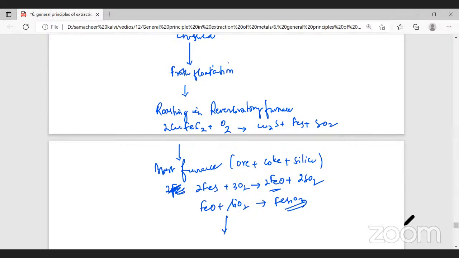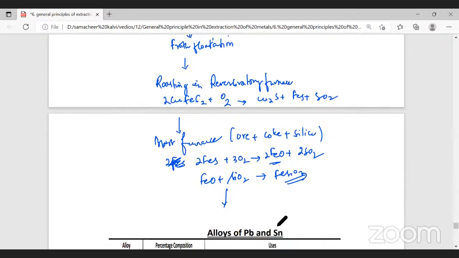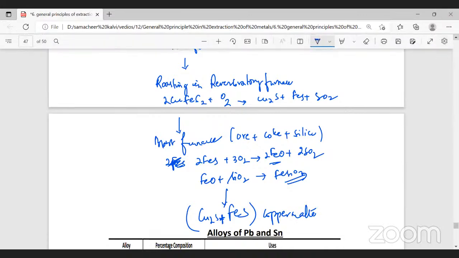Now, once it gets eliminated as slag, you will have this copper sulfide and traces of FeS. Not all FeS will get converted. So these traces of copper sulfide and FeS together are called copper matte. It's called copper matte. I hope that you understood till here.